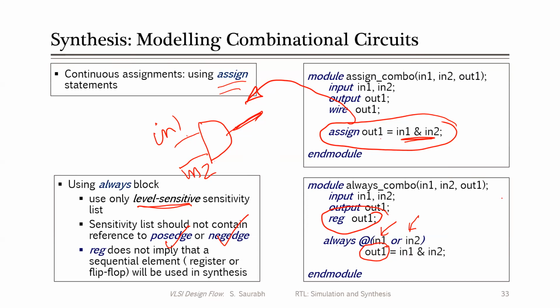So in this case also you will get the same kind of circuit as for the assign statement, right? You will have in1 here, you will have in2 here, and you will have out1. So this is how your circuit will be synthesized too. Any questions on this? Here you can see that even if you have written an always block with a reg, you'll get a combinational circuit rather than a sequential circuit. So reg doesn't mean that you'll have a flip-flop in your design. Any questions?